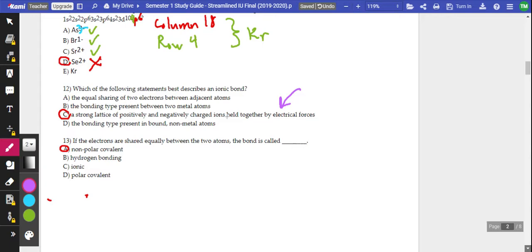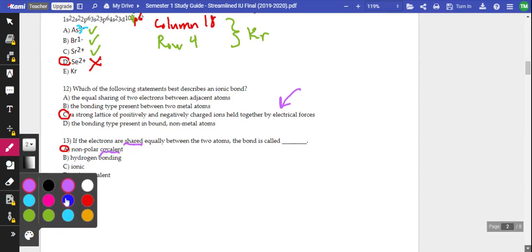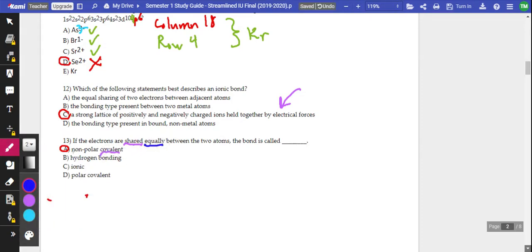Number 13, if the electrons are shared equally between the 2 atoms, the bond is called nonpolar covalent. Now, if they are shared unequally between the 2 atoms, it would still be covalent because they're still being shared. That's what makes it covalent. But sharing them equally is what makes this nonpolar covalent. There's no dipole.